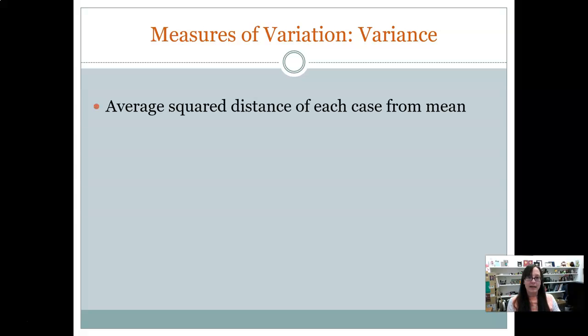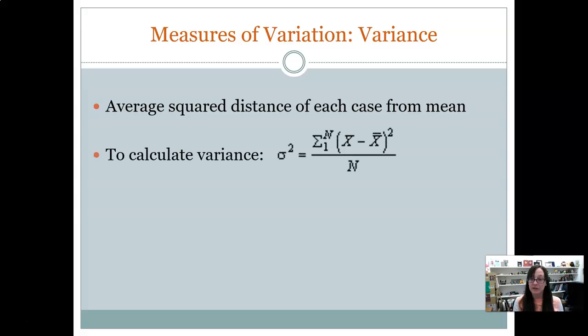In words, the variance is the average squared distance of each case from the mean. So what this looks like, and don't get scared by this, is not as scary as it might look. This is just the symbol for variance. And this just means sum, so we're adding up, and we start at the first case that we have, and we go up to n, however many cases we have in our sample.